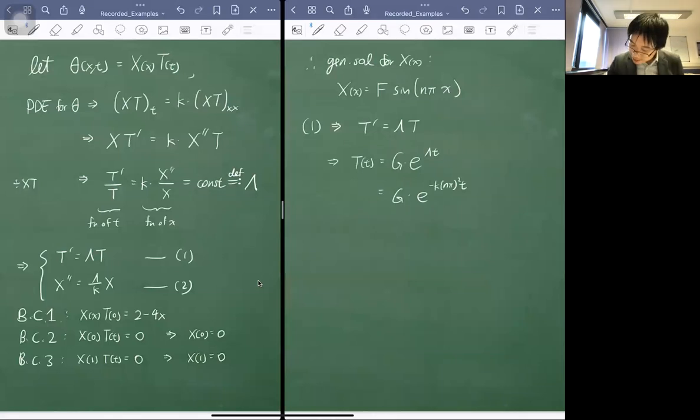So let's piece this together. Therefore, theta(x,t) is going to be a sine n pi x term, times an e to the minus k n pi all squared t term, and because this depends on n, we just sum over some general constants. We can group the G and F together into that. Now, where should we go? Technically, n can span from minus infinity to positive infinity.